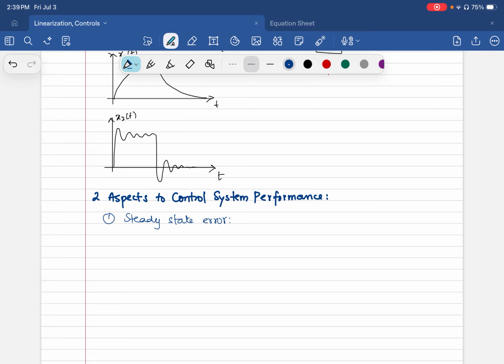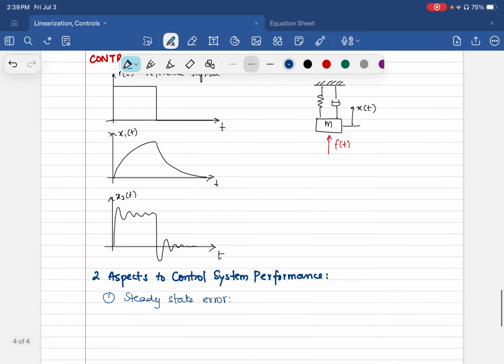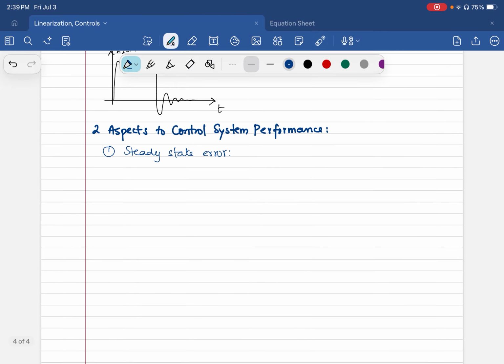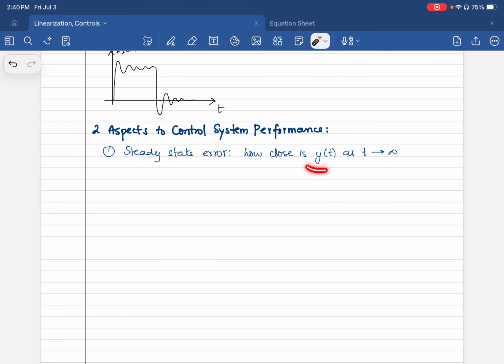That is, how close is your output? In this case, we've been calling it x1 of t or x2 of t. How close is that to r of t as t tends to infinity? So essentially, I'm going to call it y of t as t tends to infinity, just so that it's not just for this system, it's for any system. So y steady state is basically the value of y at infinity.